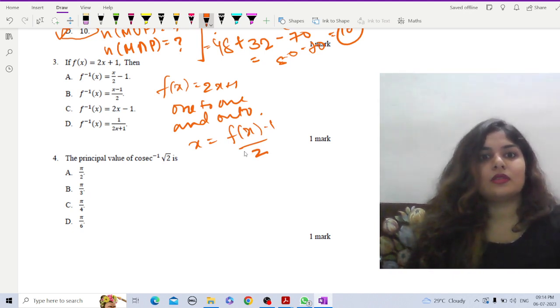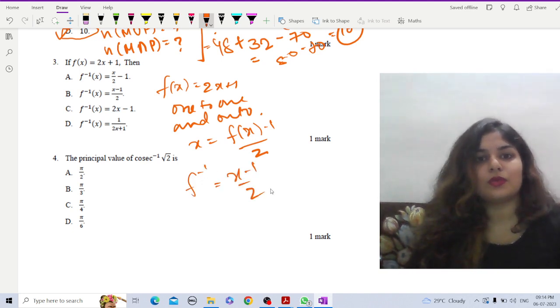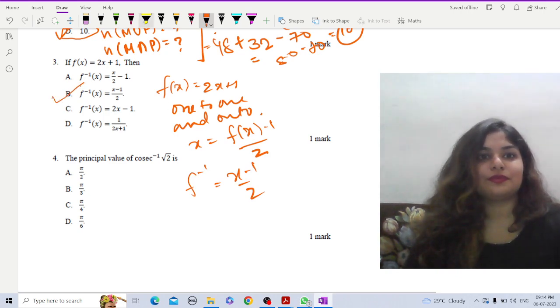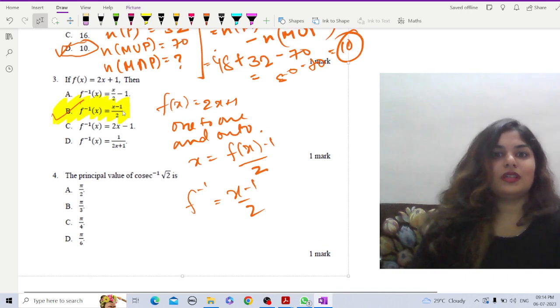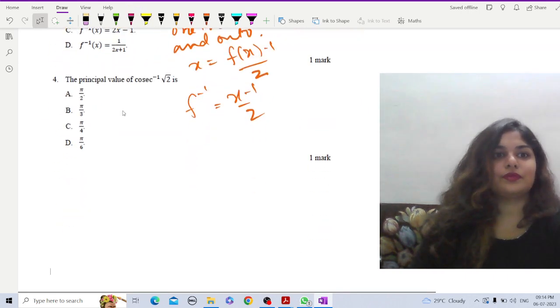That means what is the inverse? So f inverse of x is equal to (x minus 1) by 2, right? Do we have our option? Yes, that is B. Fourth question here.